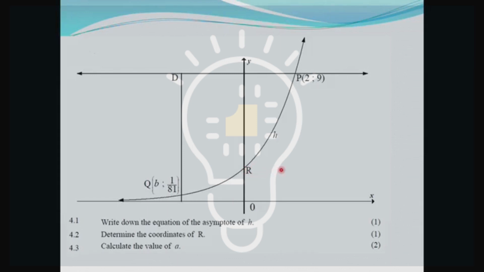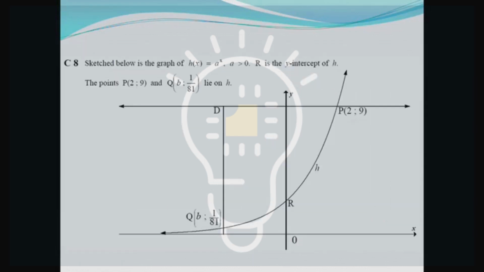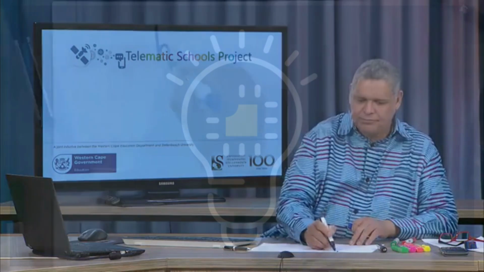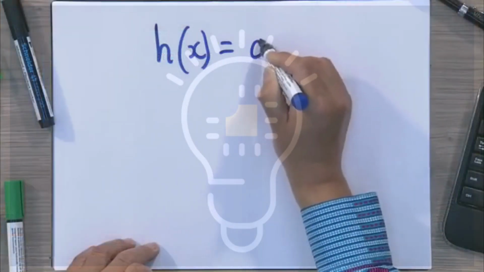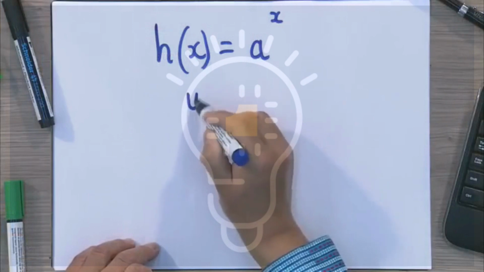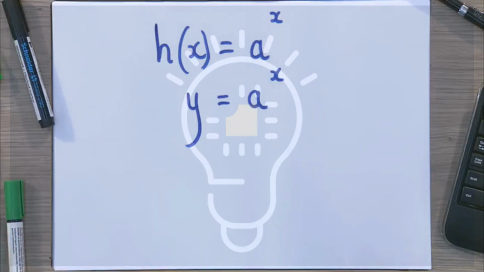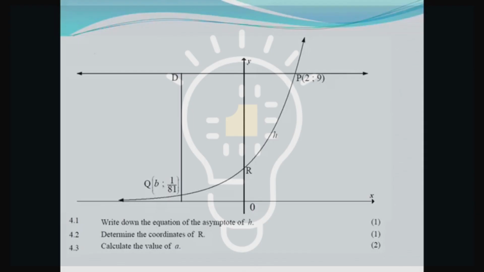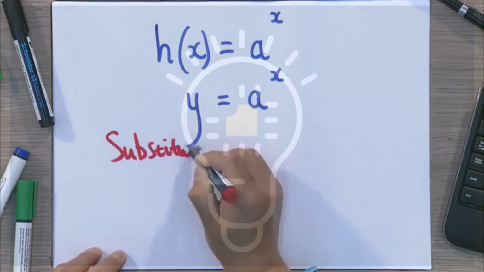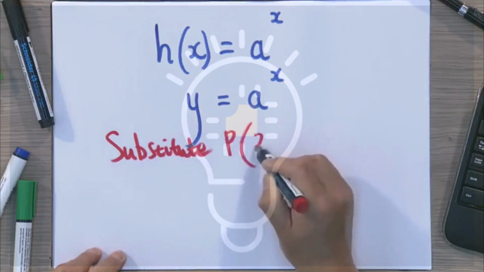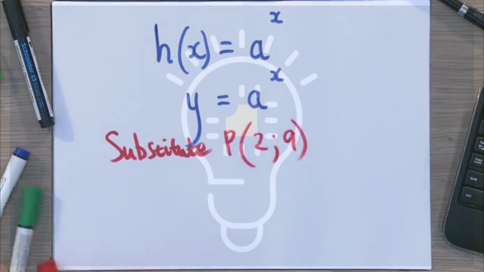That's the exponential graph. And then if we calculate the value of a, we can choose any point on the graph. Suppose I choose this point, (2; 9). That's very, very easy, right? Remember, the equation said h of x is equal to a to the power x. In other words, y is equal to a to the power x. Now, if we look at our diagram and we substitute the point P, which has coordinates (2; 9), what do we come up with?